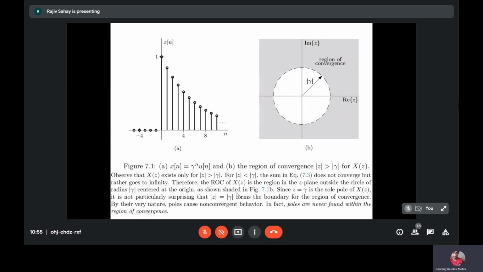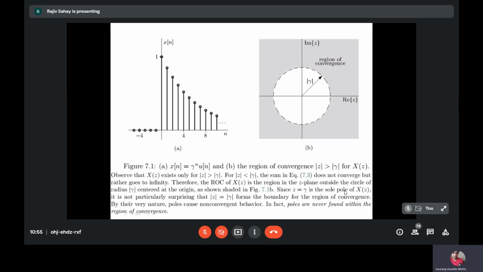So X of z exists only for mod z greater than mod gamma, and for mod z less than mod gamma, the sum will not converge but goes to infinity, because the denominator 1 minus 1 by gamma by z will tend towards infinity. So the ROC of X of z is the region in the z plane outside the circle of radius mod gamma centered at the origin.